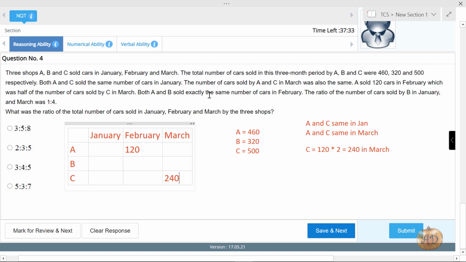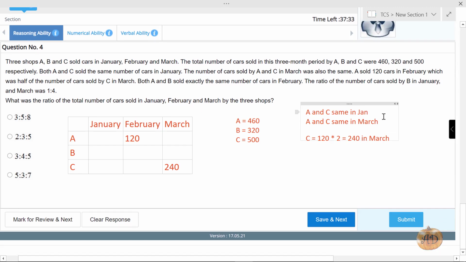Both A and B sold exactly the same number of cars in February. Okay, so it's saying, wait a minute.